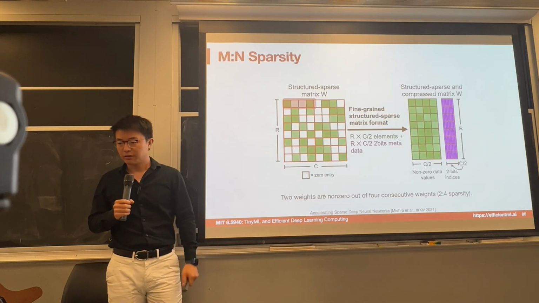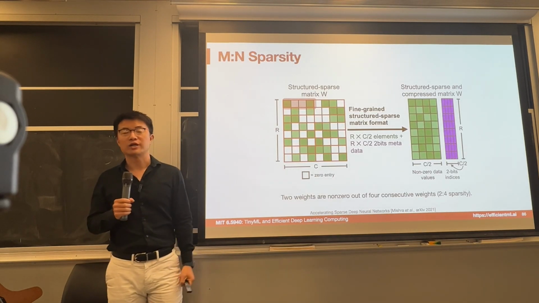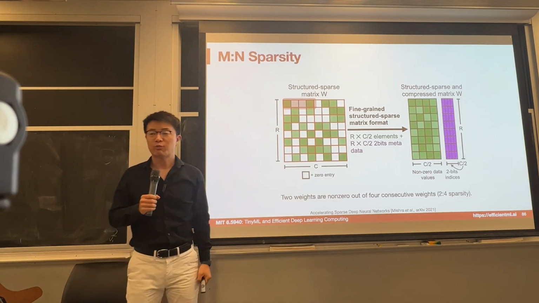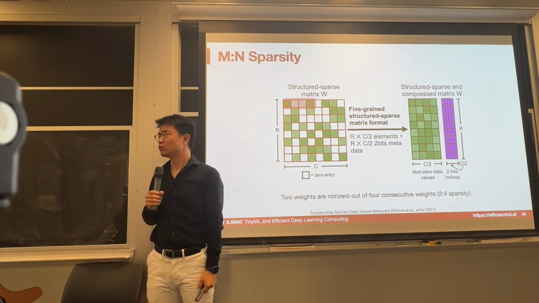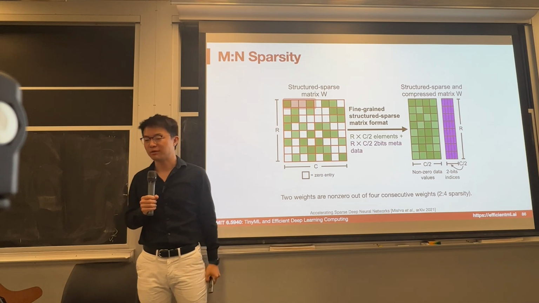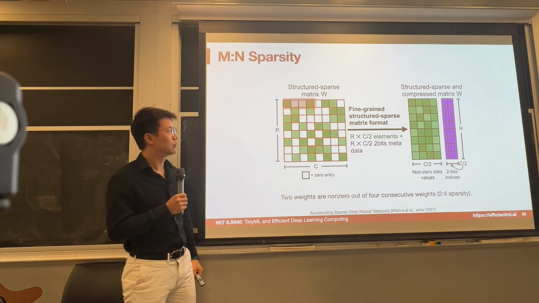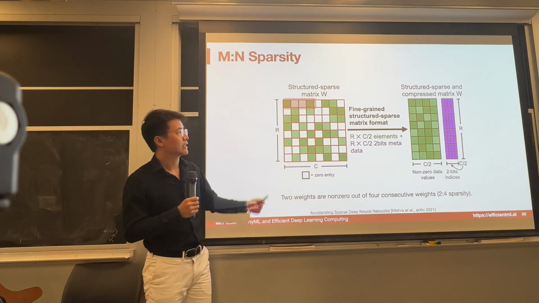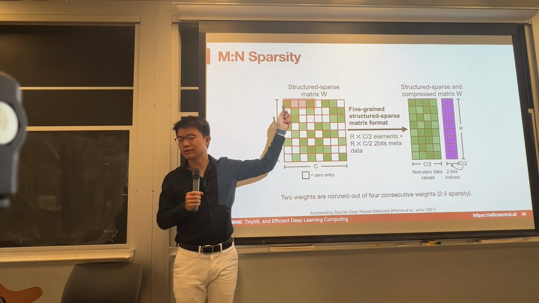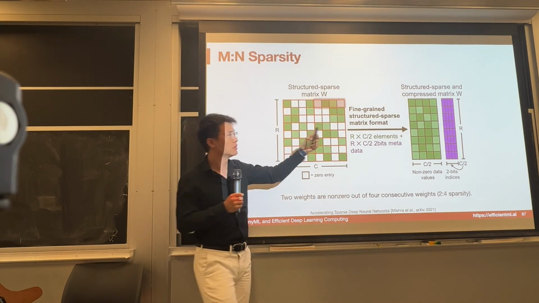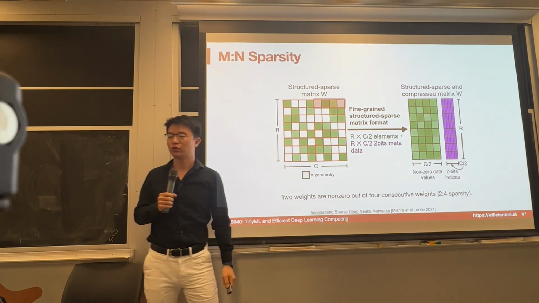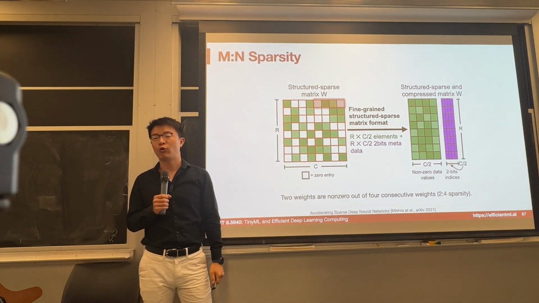So the second part, I'm going to introduce the 2-to-4 sparsity, or in general, M-to-N sparsity. If you have an A100 GPU or later H100, we have this capability in the GPU. Like here, for every 4 elements, what is the maximum of non-zeros? We can have at most 2 non-zeros for every 4 elements.